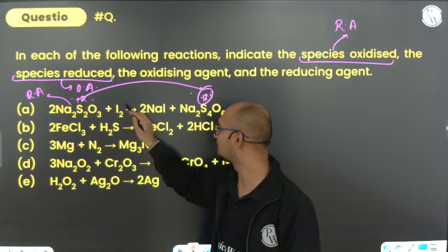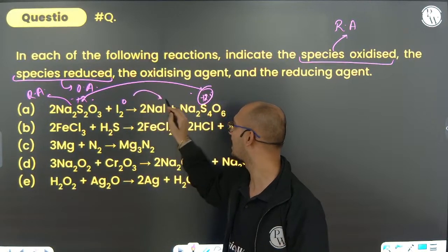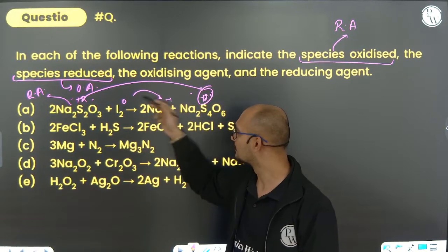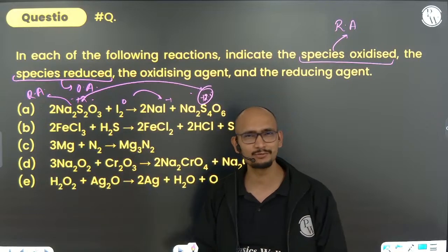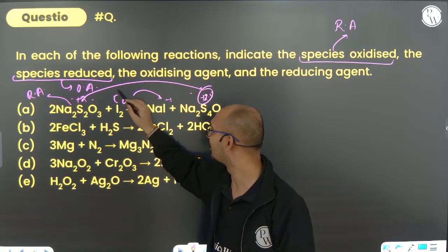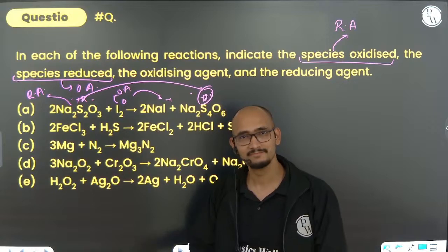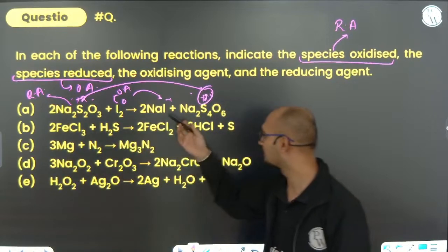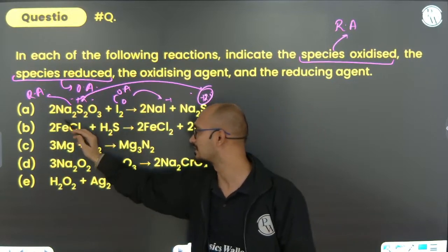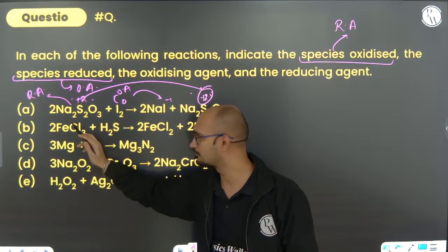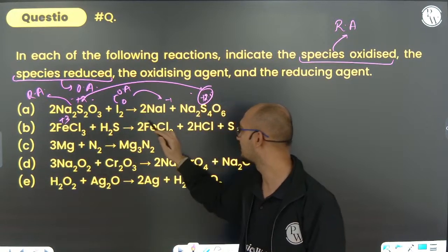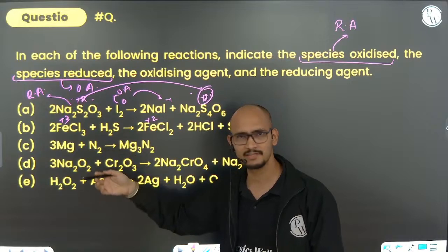What about this I2? I2 is 0 converting into I-, iodide. So 0 to -1 means it is getting reduced. So it is the oxidizing agent. Simple. FeCl3 plus H2S converting into FeCl2. Chloride also here, you do not have to see that. Fe is +3 here, and here it is Fe +2.